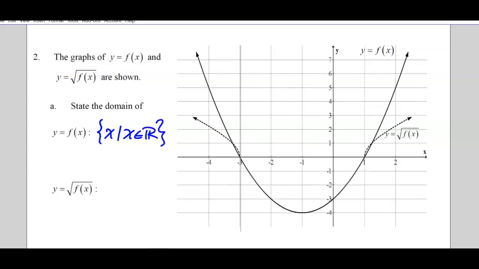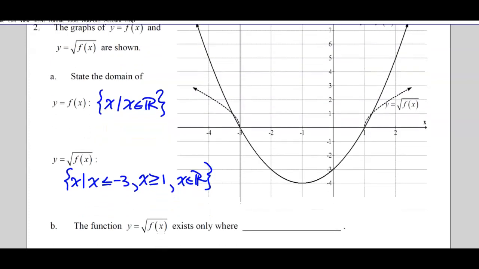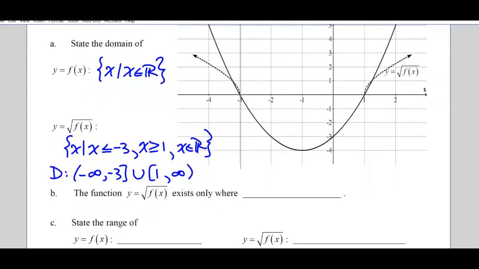Okay, but for the radical function, it's x less than or equal to -3, or x greater than or equal to 1, because those are the x-intercepts of that original graph, and everything in between there is below the x-axis. When you use interval notation, you would go -infinity to -3, union 1 to positive infinity. Definitely not the, what is the other one called? Intersection. Yeah, definitely not the intersection.